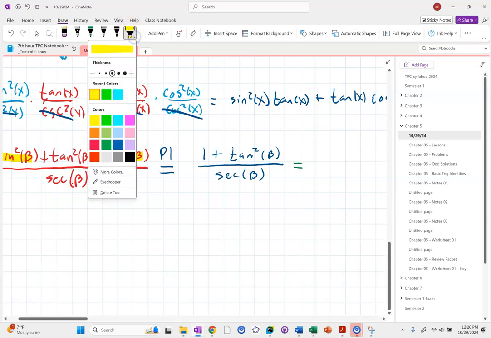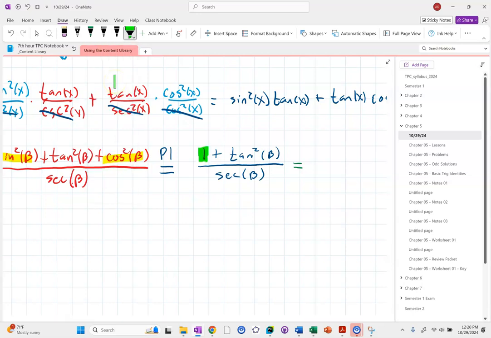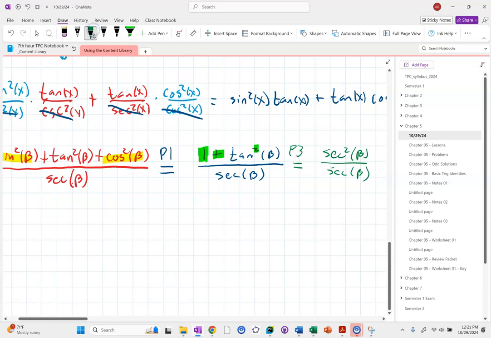My cue for which kind of identity I'd want to use is I have addition, I have a 1, and I have something squared. That makes me think I should be looking at the Pythagoreans. Do you see the one that we need to use? P3, that's correct. 1 plus tangent squared is secant squared. And Daniel, finish this up here for us.